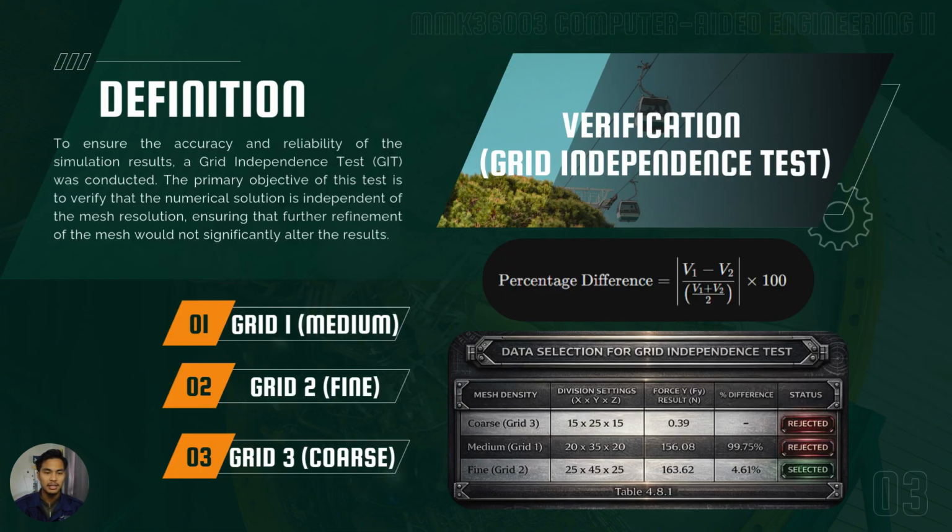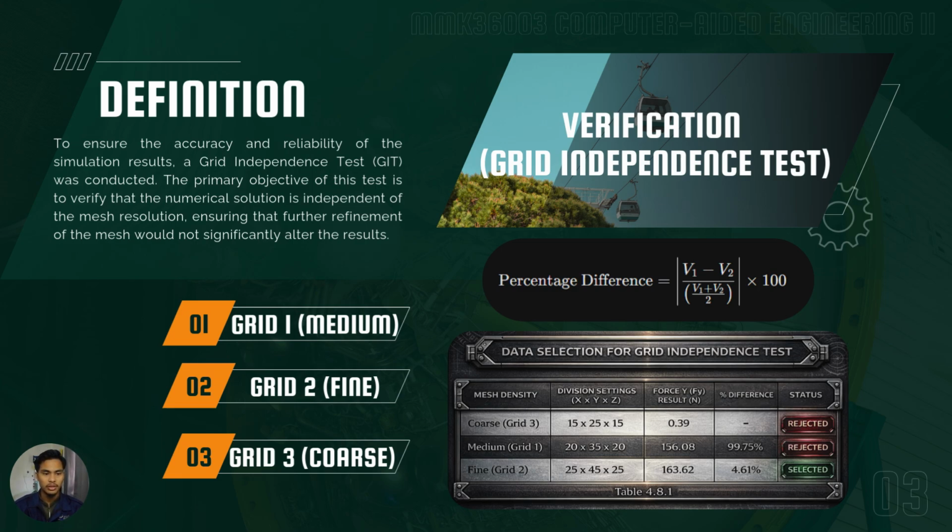As you can see, the grid independence test is used to ensure the accuracy and reliability of the simulation results. The primary objective of this test is to verify that the numerical solution is independent of the mesh resolutions, ensuring that further refinement of the mesh will not significantly alter the results. For this verification of the grid independence test, I used three different grids.